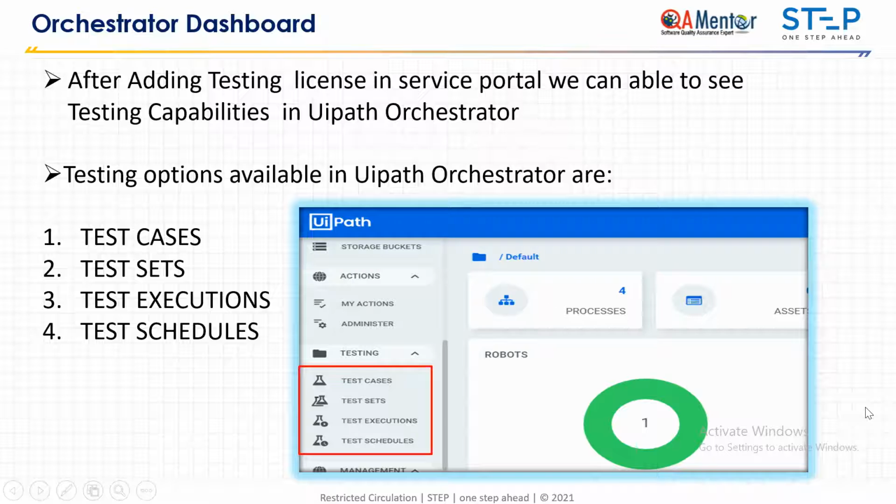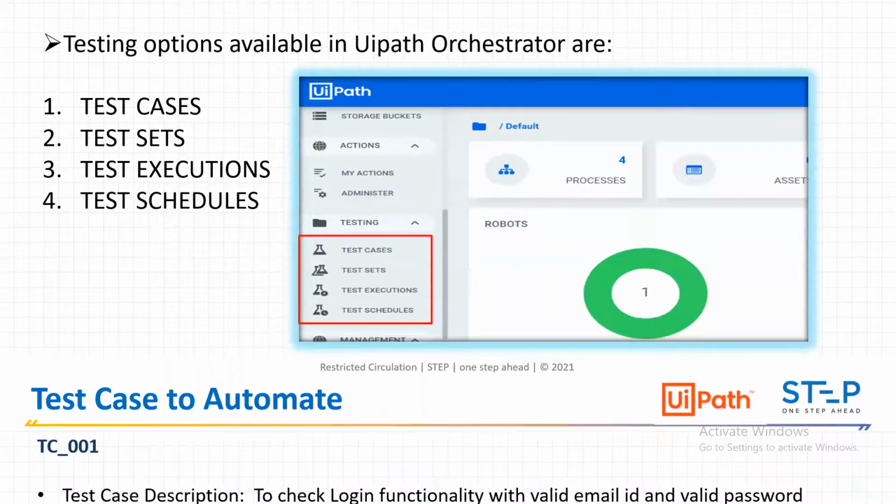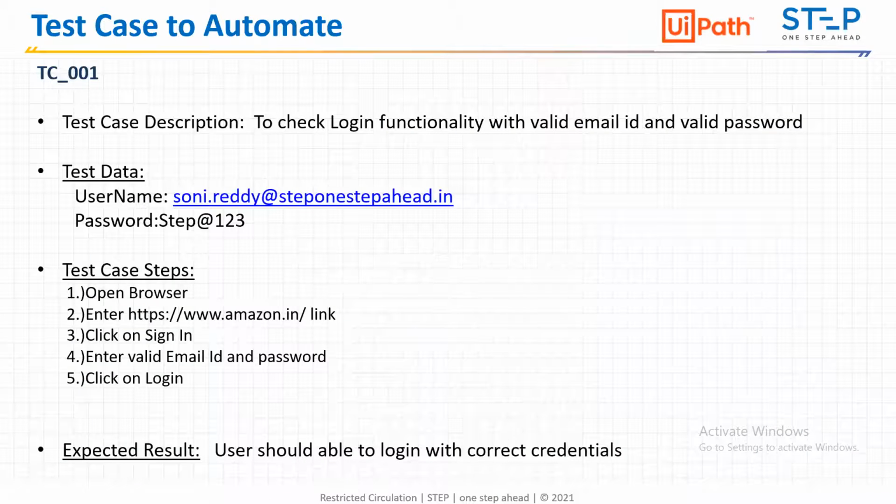And we just have to set some activities, we have to set some properties, and we can use that. So here is the test case which we are going to see today. We are just going to log in to the Amazon application, and we need to put some test data in that particular application. And then we will click on sign in.